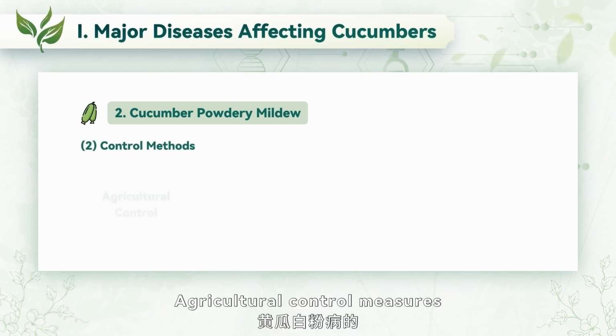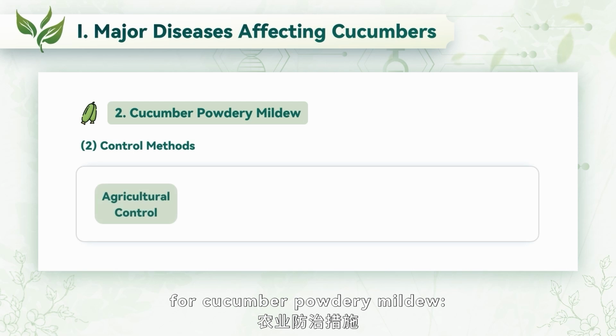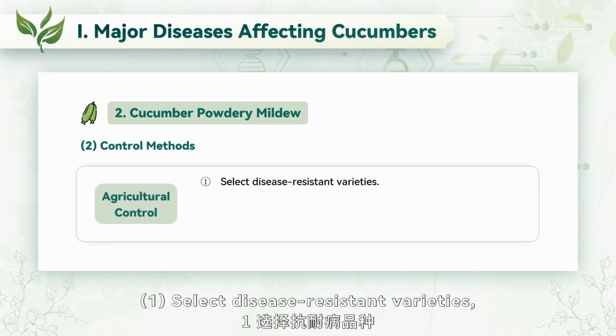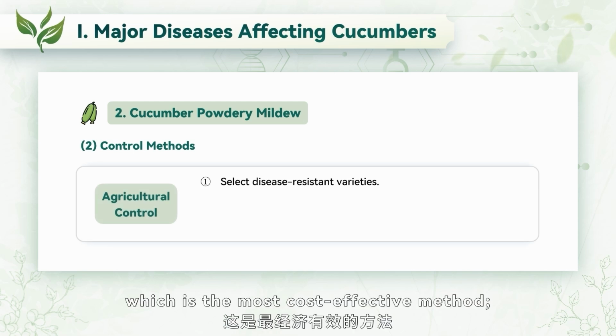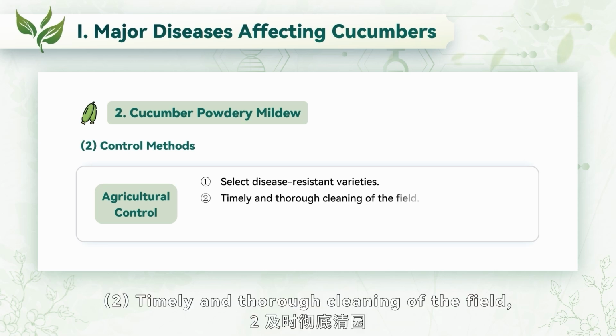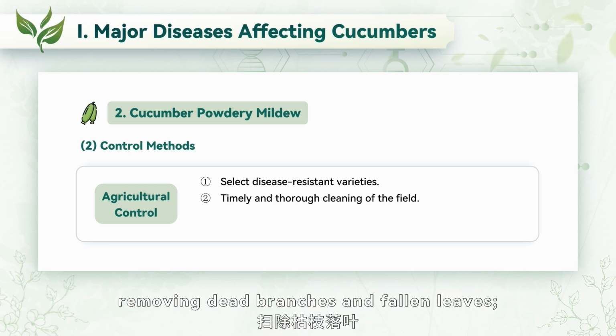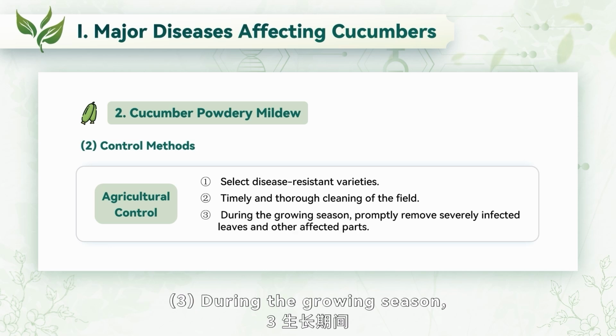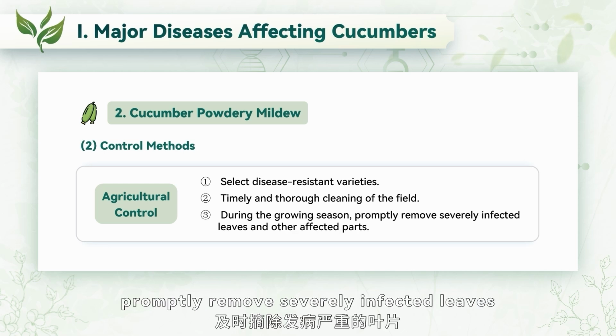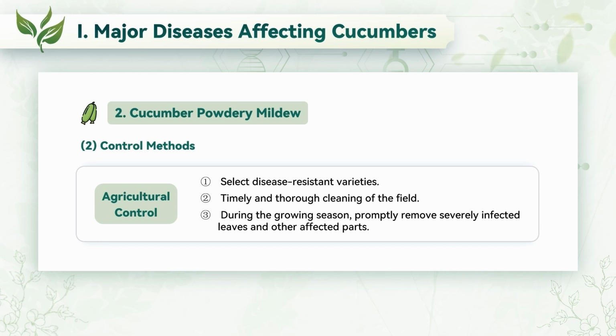Agricultural control measures for cucumber powdery mildew. 1. Select disease-resistant varieties, which is the most cost-effective method. 2. Timely and thorough cleaning of the field, removing dead branches and fallen leaves. 3. During the growing season, promptly remove severely infected leaves and other affected parts.